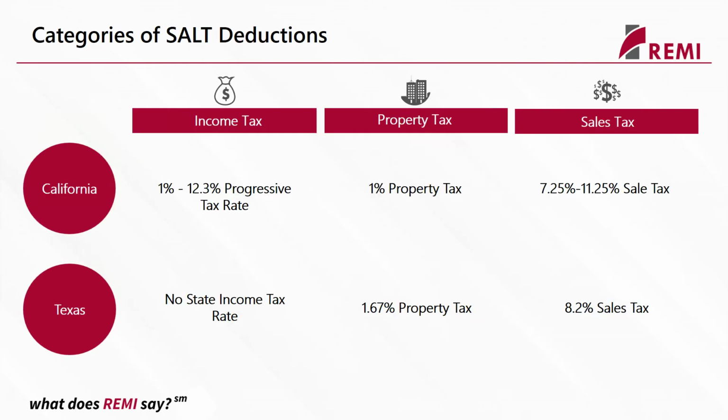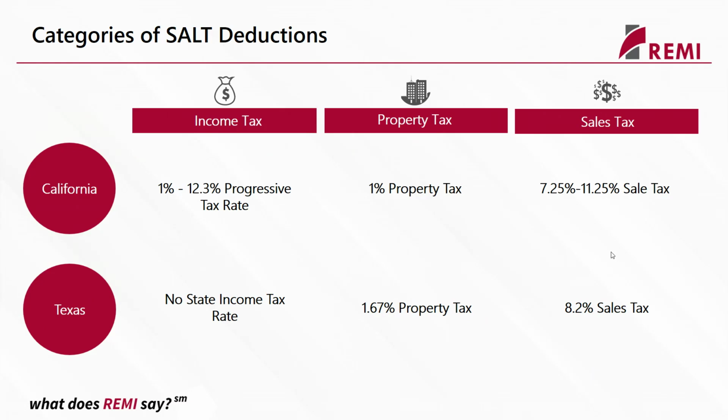Thank you, Shreya. So the SALT deduction generally falls into three main categories: income tax, property tax, and sales tax. We can see the numbers on the slides that the difference between California and Texas taxes is relatively striking. For income tax, California has a progressive system ranging from 1% to 12.3%, and the higher your income is, the higher your rate. Texas, on the other hand, has no state income tax at all.